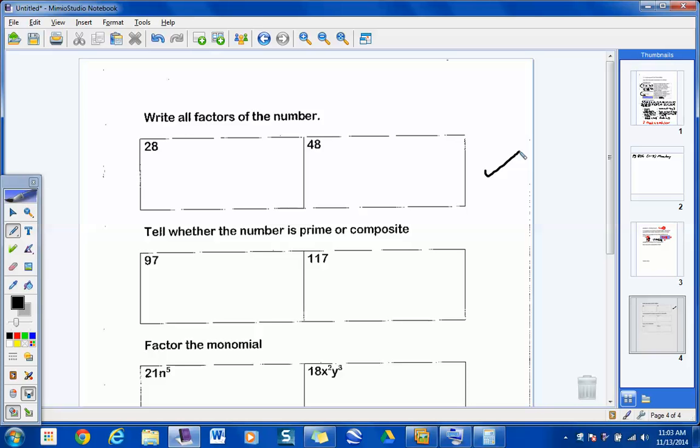Yeah, make a T-chart. Yep, make a T-chart. That's the easiest way to do it.